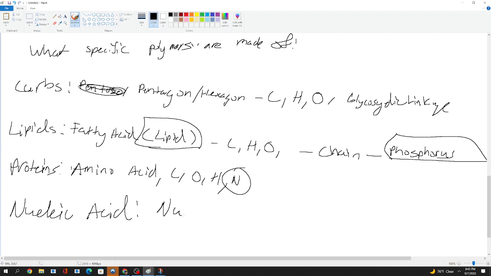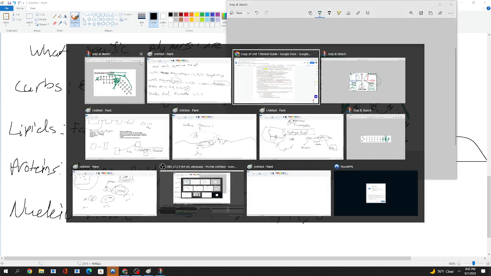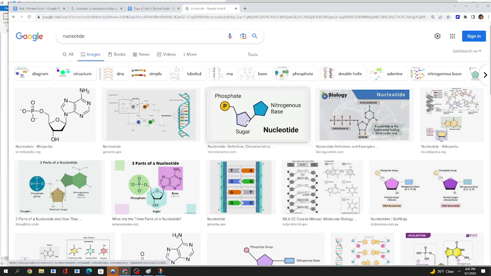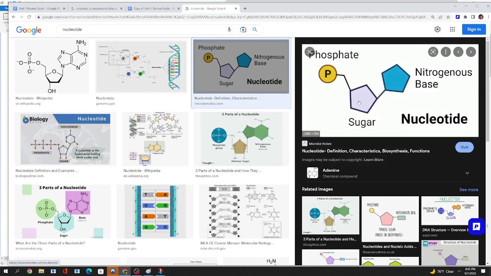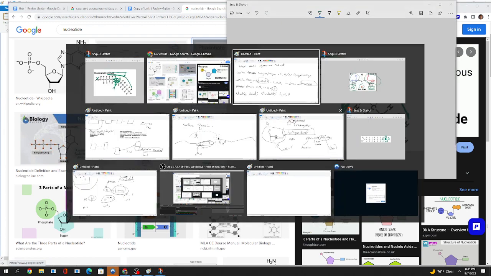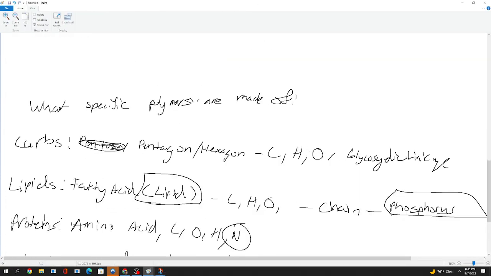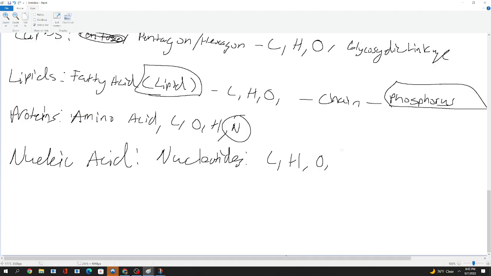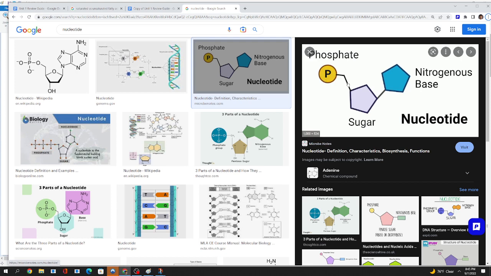know that they're made of nucleotides, and nucleotides are made of the following: carbon, hydrogen, oxygen. And if I were to pull up a nucleotide, the best way, okay. It's made up of three things: a nitrogenous base, a sugar, and a phosphate group. Sugar, like we had already said, is a carbohydrate. Carbohydrates are made of CHO, so that's where you get your CHO from. You have this nitrogenous base, which is just N. And then you have a phosphate group.